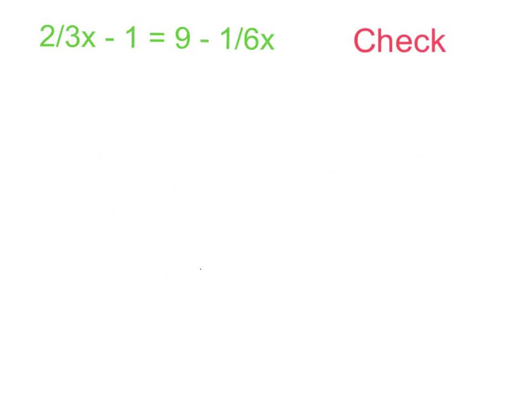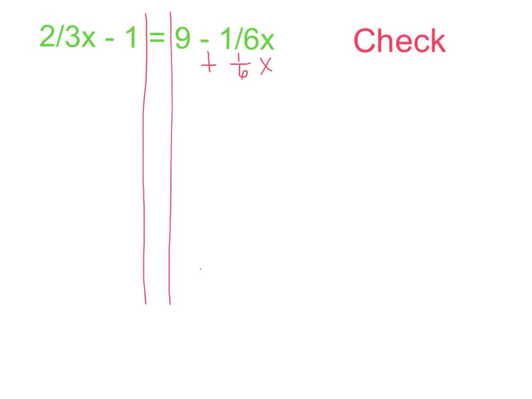For this last one, we have a couple rational coefficients. We have a couple fractions. We're going to treat our fractions the same way we would a whole number. We either need to add 1/6 x to both sides, or we need to subtract 2/3 x to both sides. So it doesn't matter which one. I'm going to add 1/6 x to both sides.